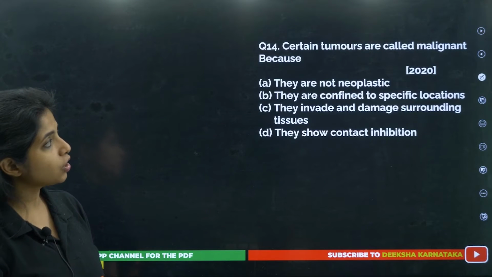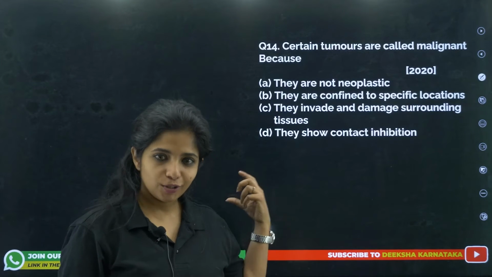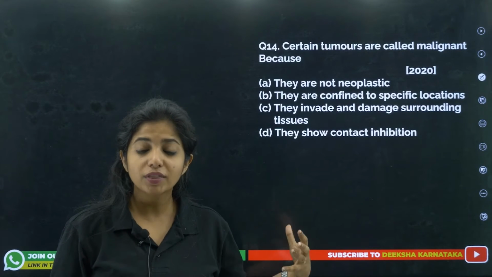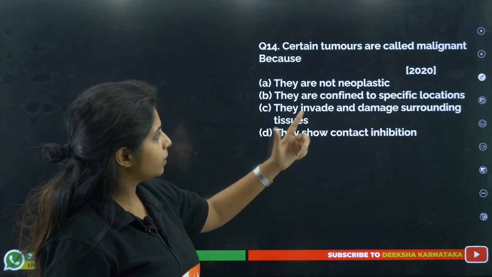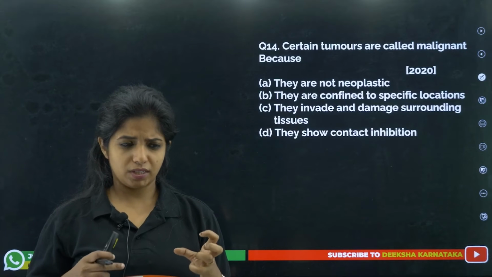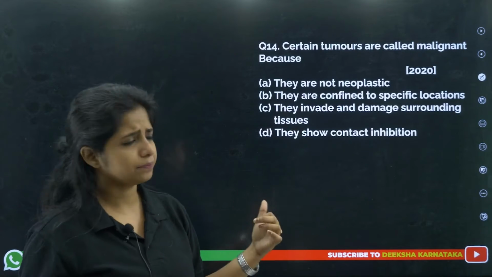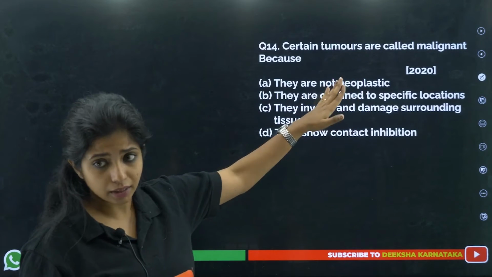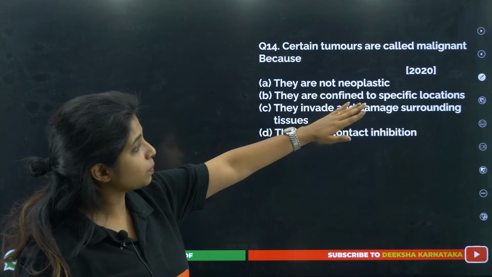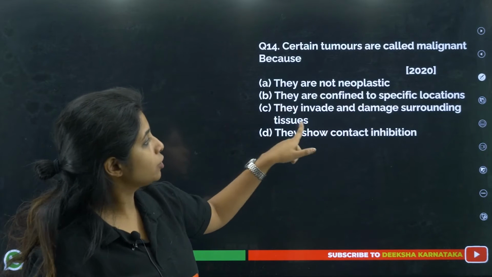Next question. Certain tumors are called malignant because. Why do you think certain tumors? You saw benign and the other one malignant. Why do you think it is malignant? They are not neoplastic. They are neoplastic. Neoplastic as in the structural changes can be really, really quick. That is what you mean by neoplasticity. They are confined to a specific location. No, children. No. They invade and damage surrounding tissues.